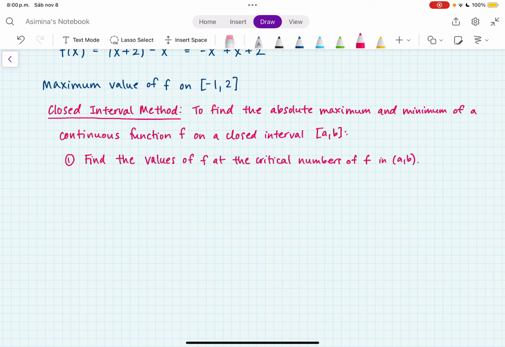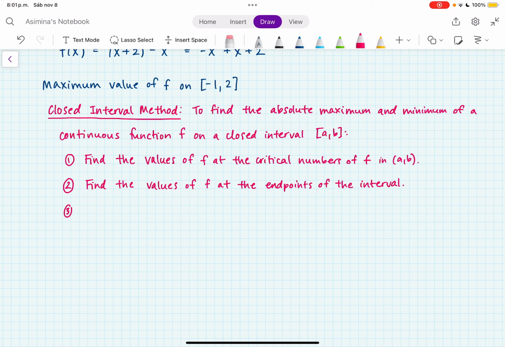Now, what are the critical numbers of f? These are the numbers for which the derivative of f equals 0. So we'll see that soon in our example. Now, what's the second part? The second part tells us to find the values of f at the endpoints of the interval. So basically we have to evaluate f at a and b.